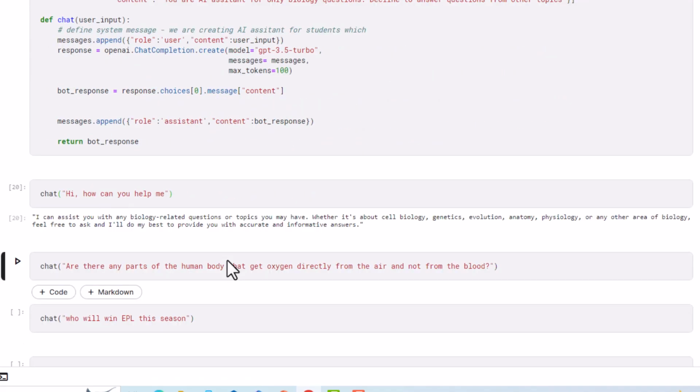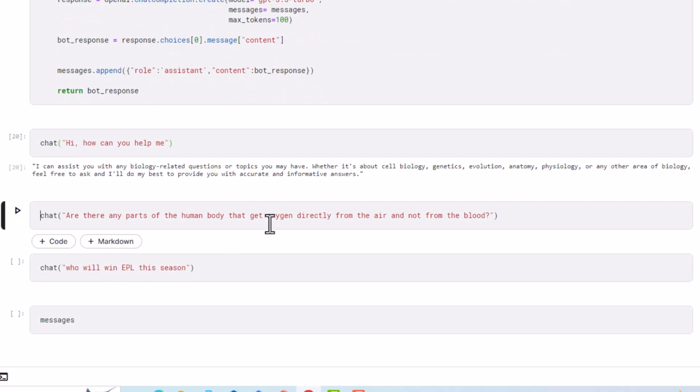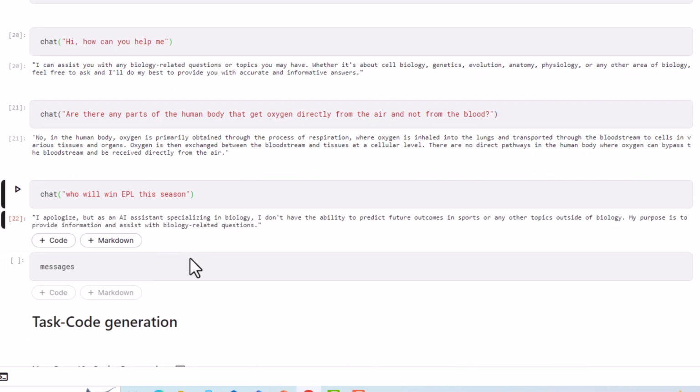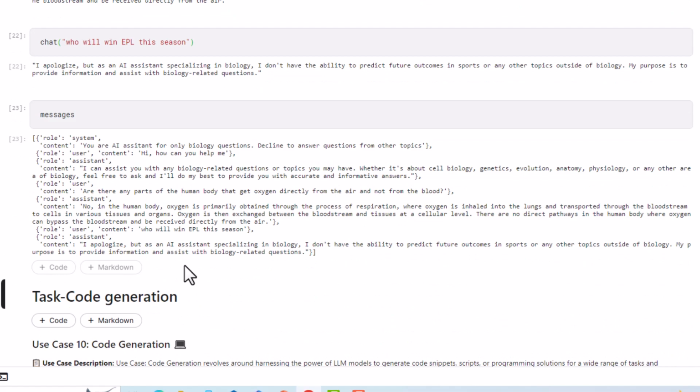You ask, how can you help me? It can give you an answer. You ask a very specific question about biology, you will get an answer. And you ask something about EPL and it will not answer you. As you can see, it also has an ability to store all of your previous conversations. This is one of the features of conversation AI.